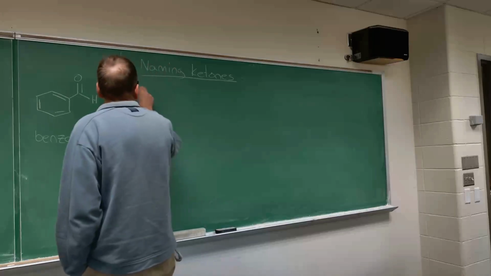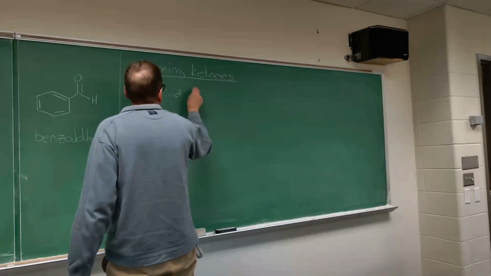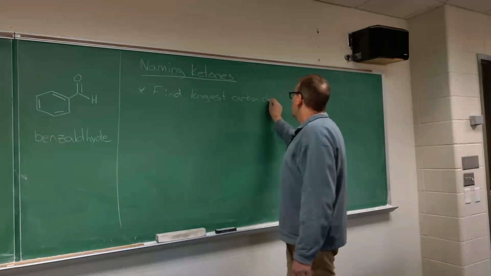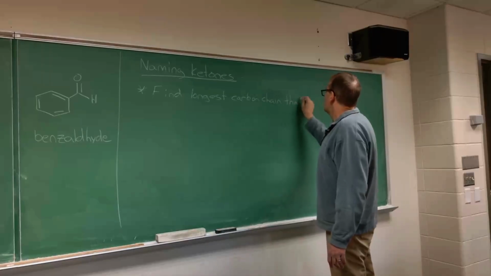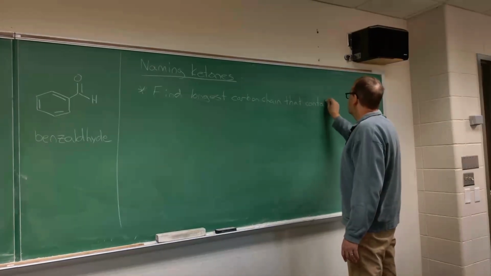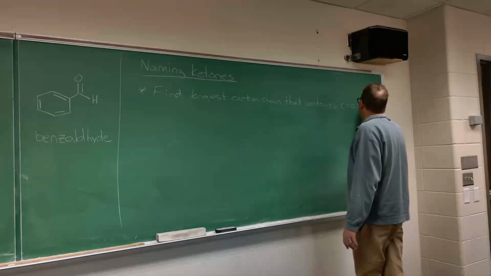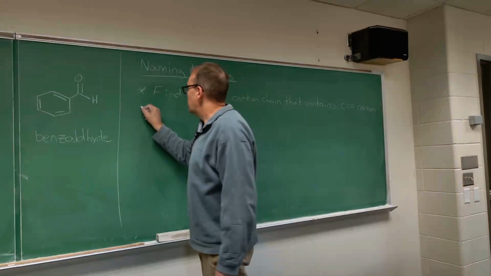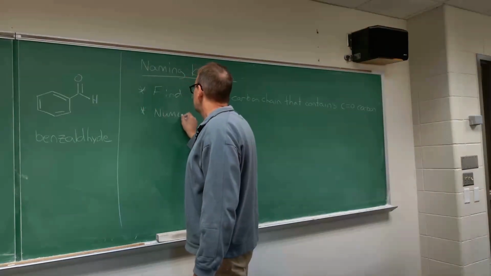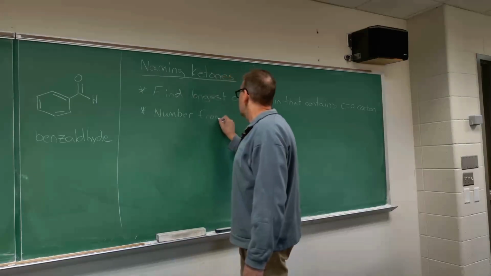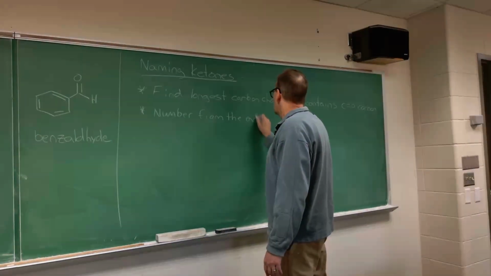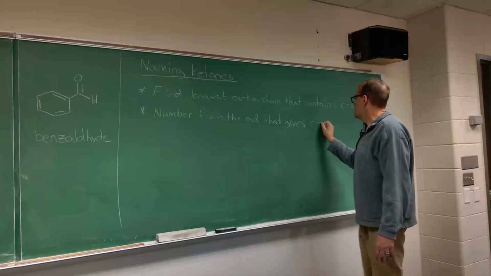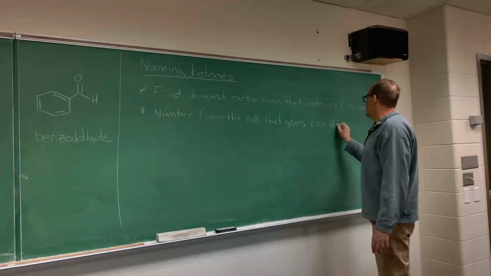So find the longest carbon chain that contains the C double bond O carbon, and then number from the end that gives the carbonyl, C double bond O, the lowest number.